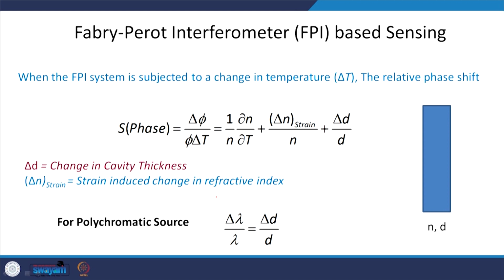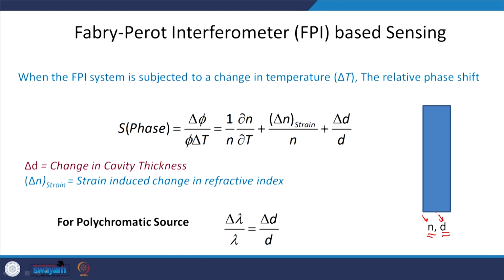How we use it for sensing is what we want to focus on. If we have a thin film which has refractive index n and thickness d, what can we do? Either you change the refractive index or you change the thickness. Anything which leads to a change in n or a change in d will get transformed into the output fringe pattern, and then you can easily determine what the factor was and how much it affected this parameter.